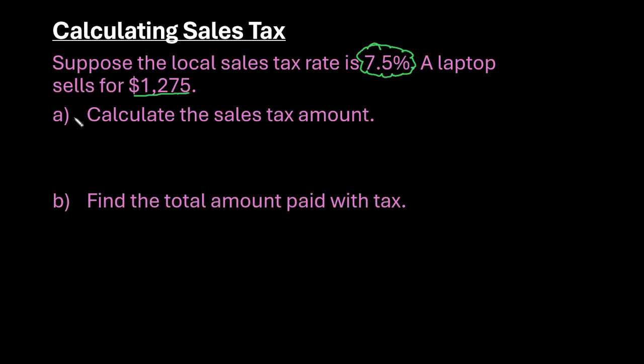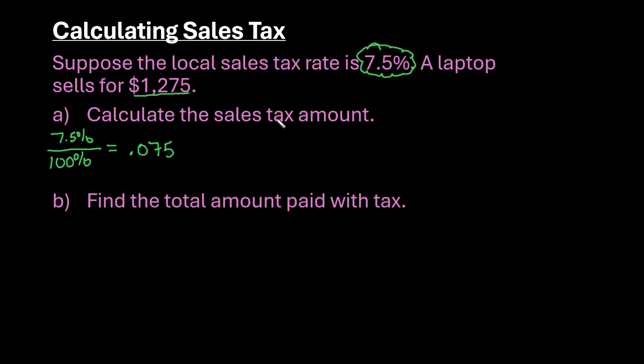So the first thing to remember is that every time you are working with a percent, you must convert the percent to decimal form before you can do any calculations. So to do that, you can either divide by 100%, or you can just move the decimal place 2 places to the left and end up with 0.075. So you can't ever do the math with the percent. You do have to have it in decimal form.